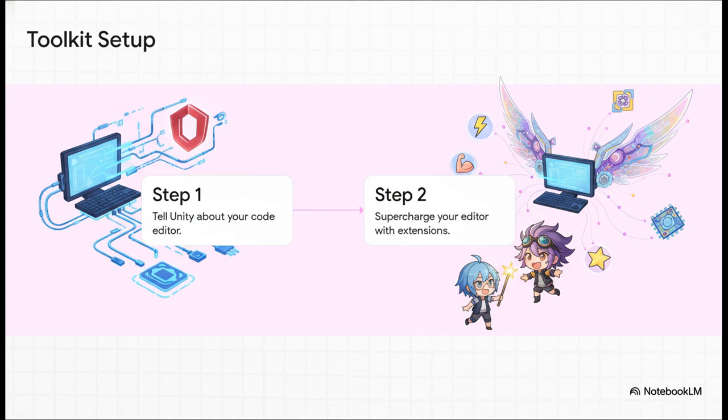Getting our workspace ready is a really simple two-step process. First, we need to basically introduce Unity to Visual Studio Code so they know how to talk to each other. And second, we're going to give our editor some superpowers using extensions. This will help it understand all the special commands that Unity uses. So let's get them connected.